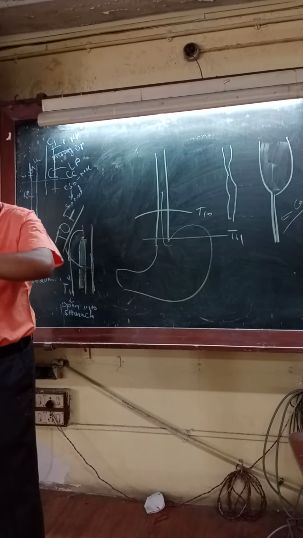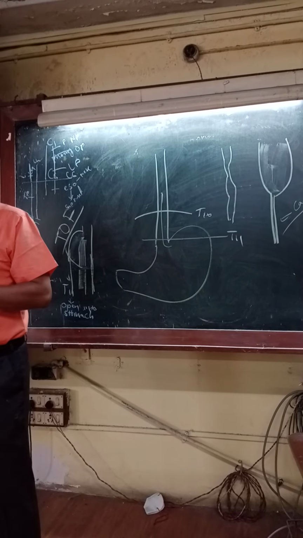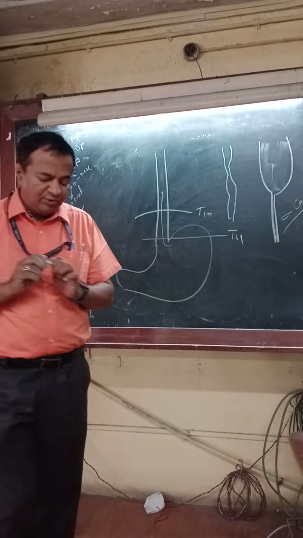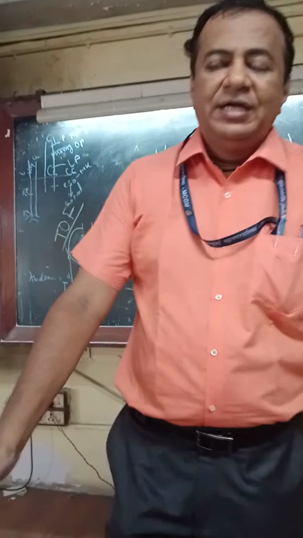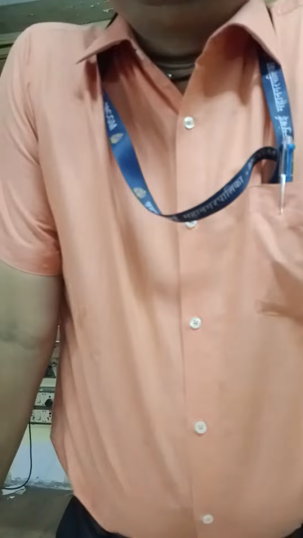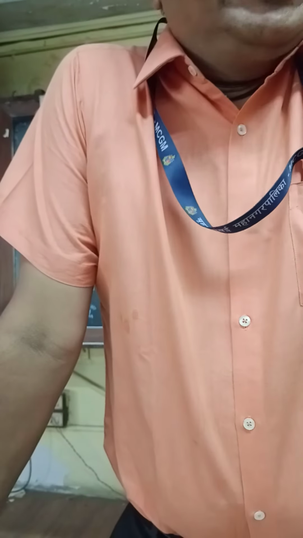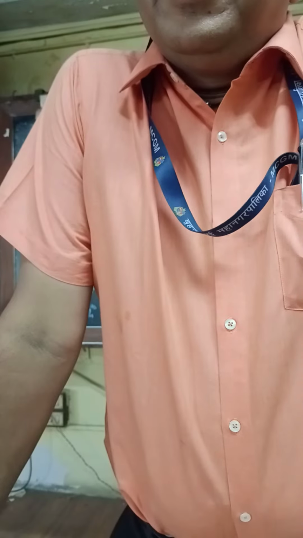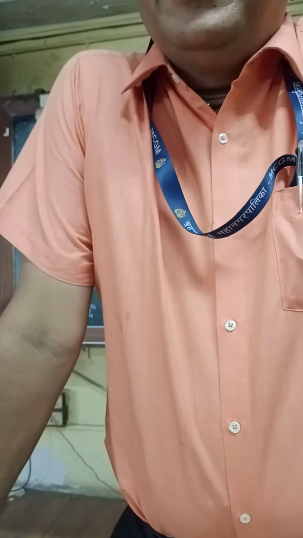Coming to the last part of the esophagus, what is the histology of the esophagus? What are the 4 layers in a gastrointestinal tract which every part has? First one, mucosa, submucosa, muscularis and serosa.